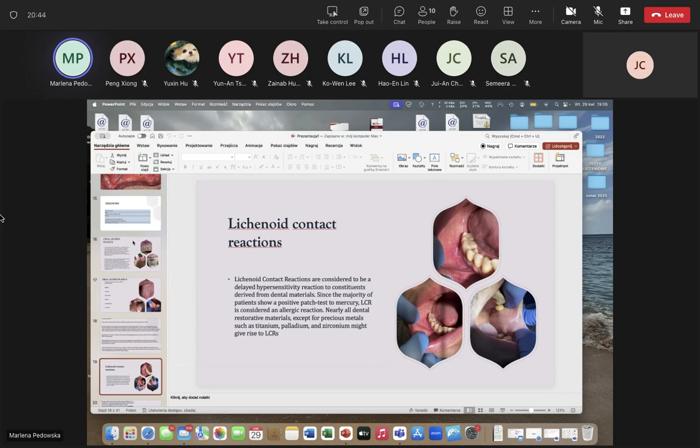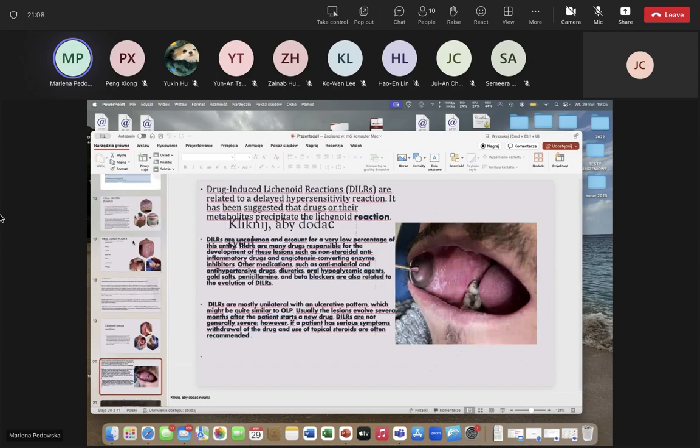Lichenoid contact reactions are considered to be a delayed hypersensitivity reaction to constituents derived from dental materials. Since the majority of patients show a positive patch test to mercury, it is considered an allergic reaction. Nearly all dental restorative materials, except for precious metals such as titanium, palladium, and zirconium, might give rise to lichenoid contact reactions. And also drug-induced lichenoid reactions are related to delayed hypersensitivity reaction. It has been suggested that drugs or their metabolites precipitate the lichenoid reactions.